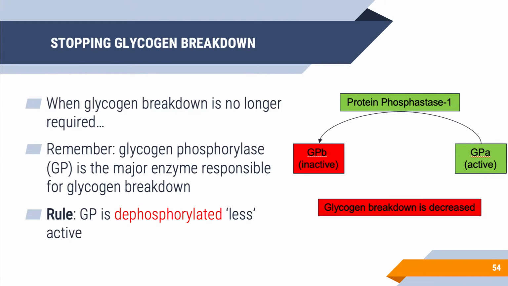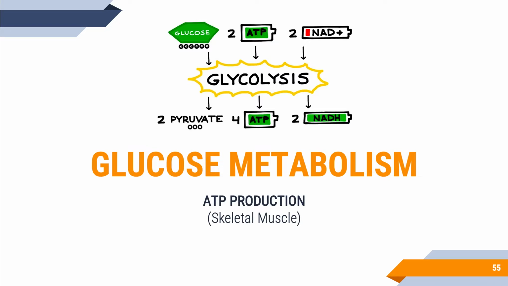So remember, glycogen phosphorylase is the major enzyme responsible for glycogen breakdown. In order to turn glycogen phosphorylase into its less active or inactive state, we need to dephosphorylate it. And the way that we dephosphorylate glycogen phosphorylase is through protein phosphatase 1. When protein phosphatase 1 dephosphorylates glycogen phosphorylase, it's in its inactive form, and glycogen breakdown is decreased.